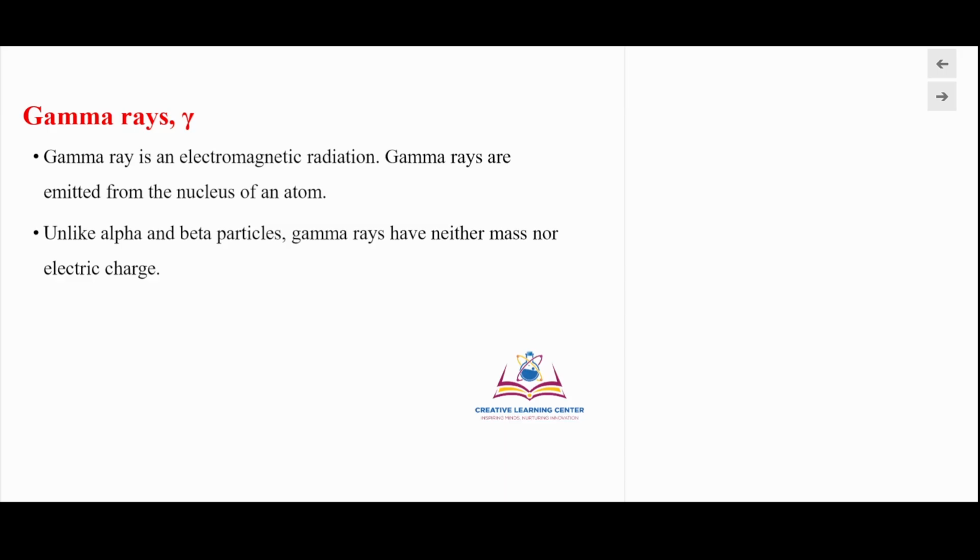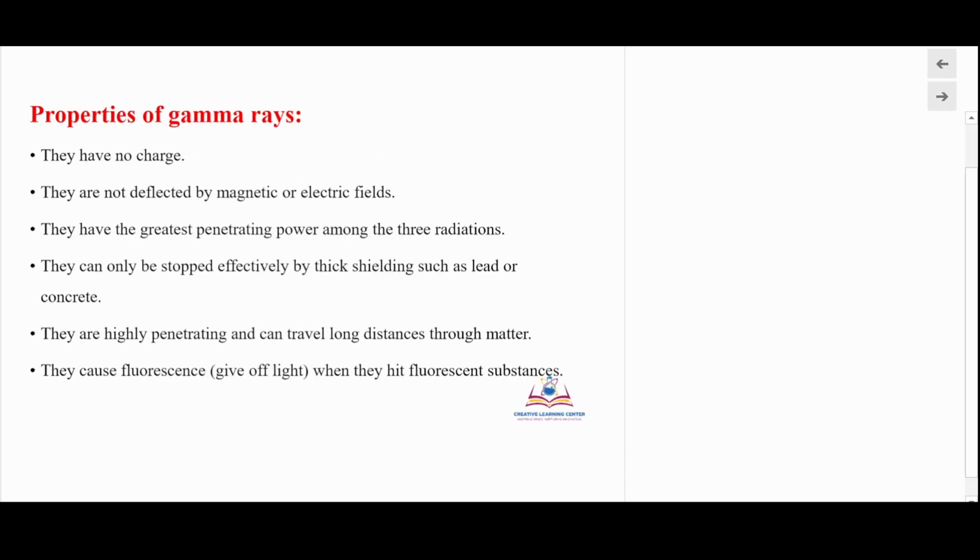What do you understand by these gamma rays? What you need to know is that they are diffracted by both radiations. The gamma rays are emitted from the nucleus of an atom. Unlike the beta and the alpha particles, the gamma rays have neither mass nor electric charge. They are chargeless and they are massless.